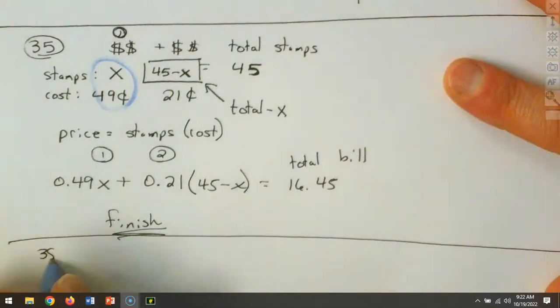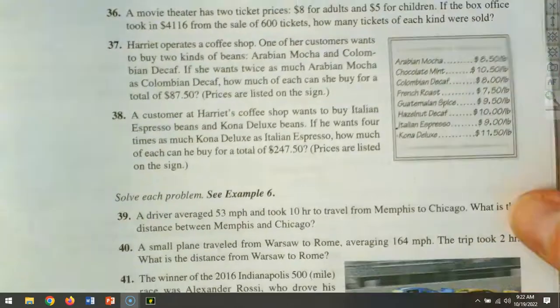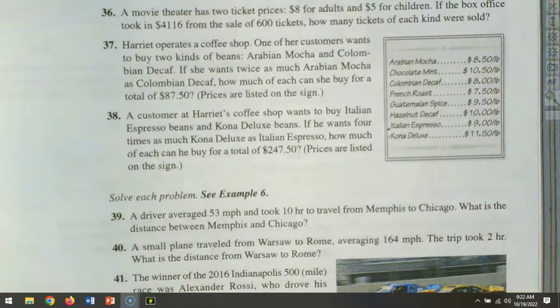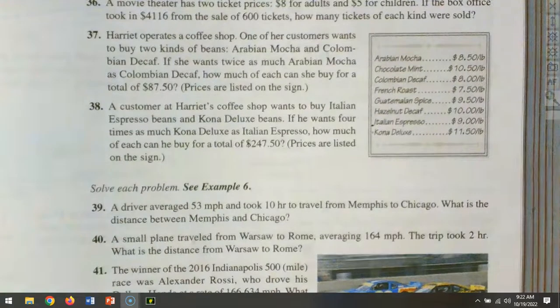Question 38. A customer at Harriet's Coffee wants to buy Italian espresso beans and Kona Deluxe beans. If he wants 4 times as much of the Kona Deluxe as the Italian espresso, how much of each can he buy for $247.50? So it's going to be done the same way that we did the other one.